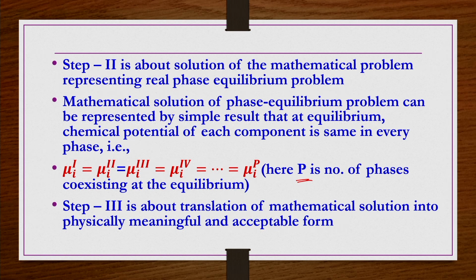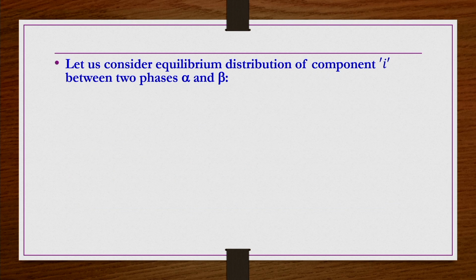Now, step 3 is about translation of the mathematical solution into a physically meaningful and acceptable form. Now, we got the solution, which is nothing but the solution of the phase equilibrium problem, but this does not have any physical meaning or acceptable form in terms of measurable properties, etc. So, this solution is as useless as nothing has been done unless you have a translation of this solution into a physically meaningful and acceptable form, right.